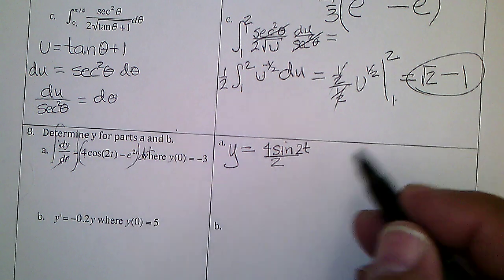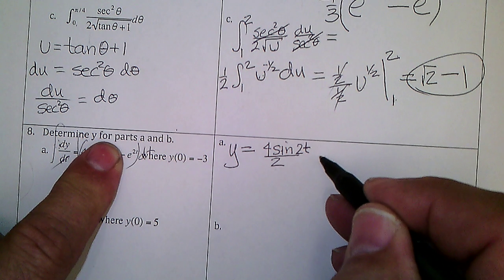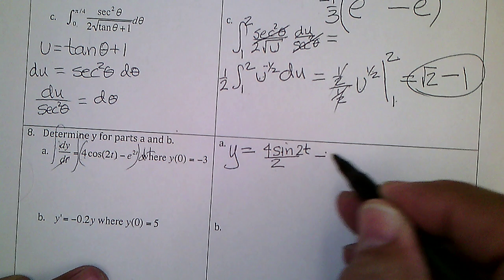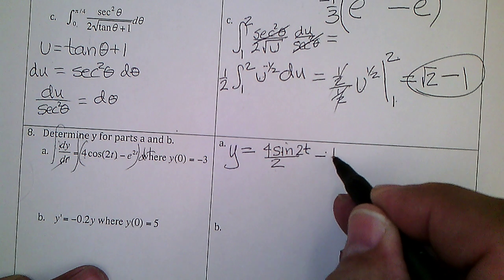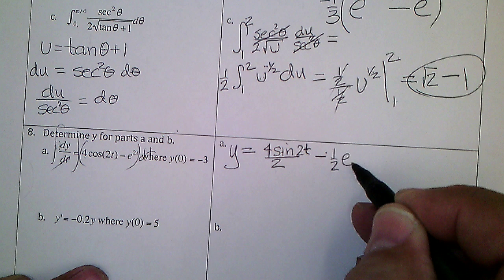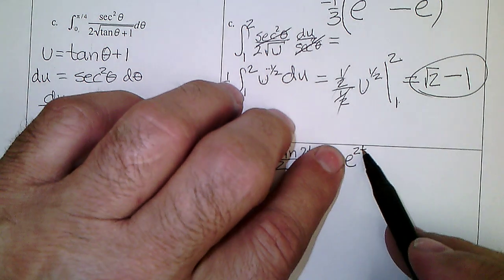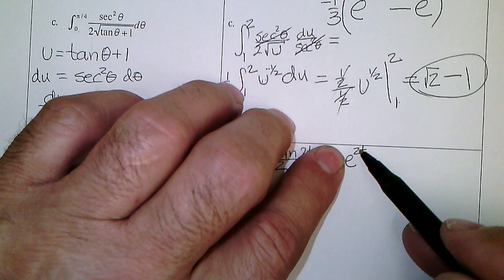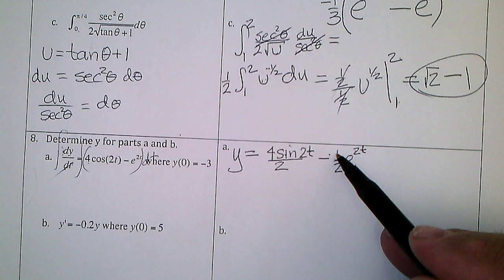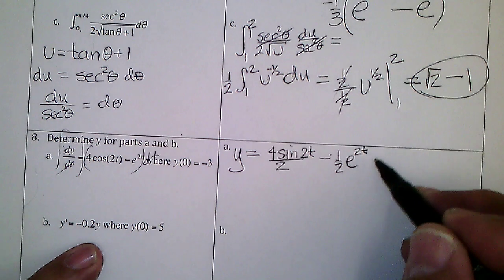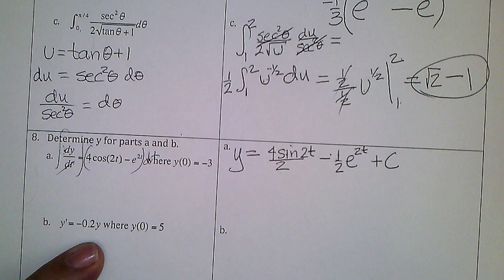Similar idea for integrating e to the 2t. It's going to be negative, and it's going to create a 2 in the denominator, e to the 2t. And if you think about this, the derivative of e to the 2t is e to the 2t times 2, which would cancel the half and be e to the 2t, plus a constant.